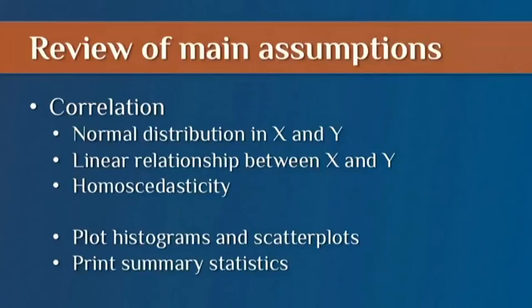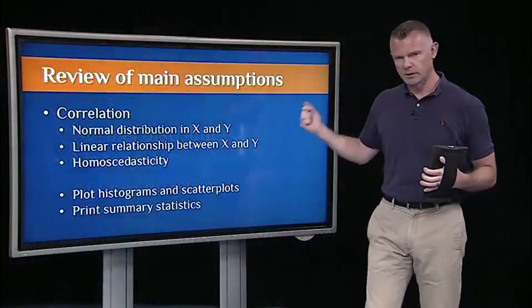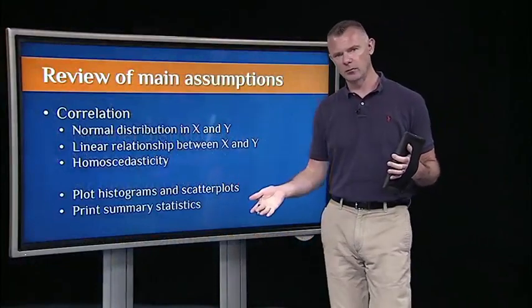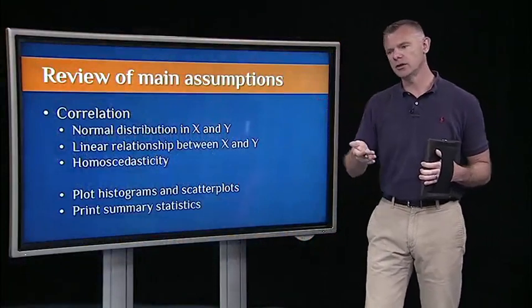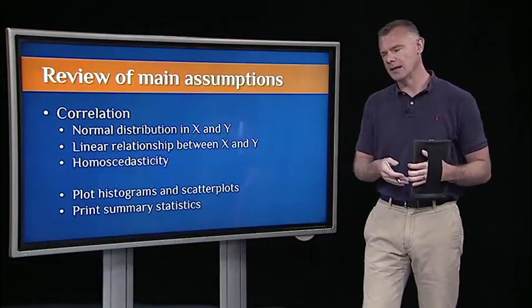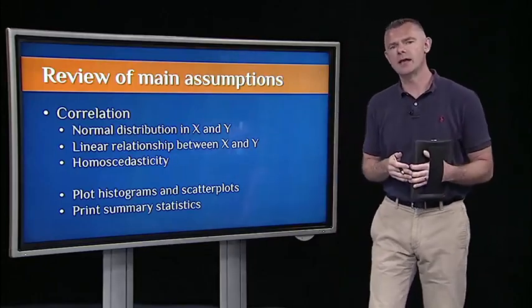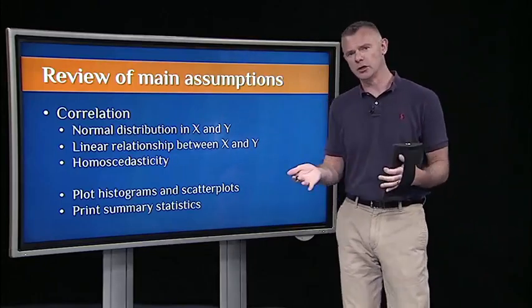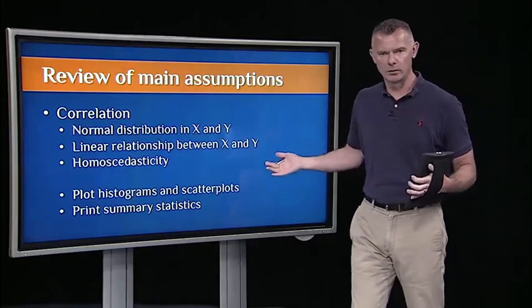And remember, the way to evaluate those assumptions, we looked at histograms to see if we had normal distributions. We looked at scatter plots to see if we had linear relationships and to evaluate homoskedasticity. And we could print the summary statistics and just look at the values of things like skew and kurtosis to determine if we had normal or non-normal distributions.